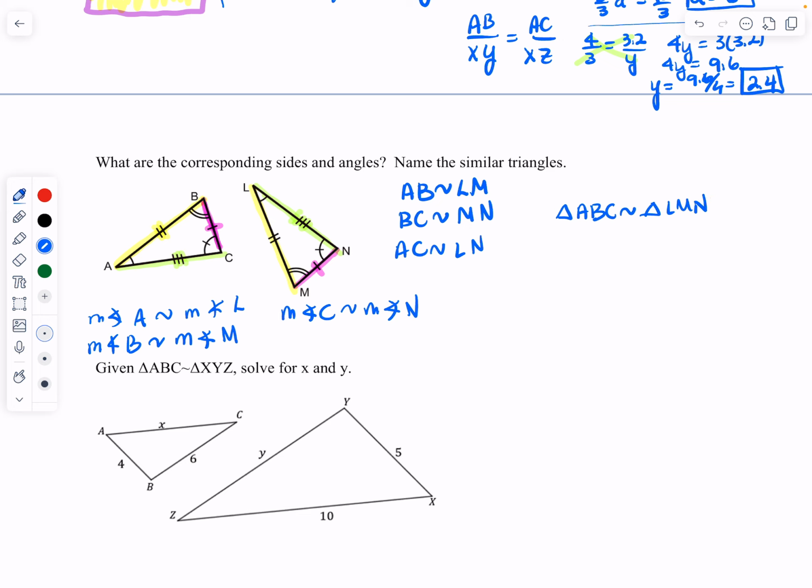Okay, so I have to do these in order. So I did yellow, then I did pink, and then I did green. So again, yellow, pink, and then green. Okay? All right.